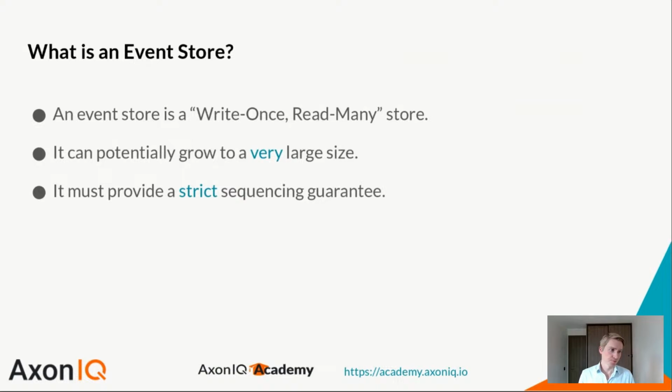Now, next to that, you can imagine if you have 2 different events, if you handle one before the other or vice versa, it can have very different end results. So whenever we store events, we need the event store to provide very strict sequencing guarantees. If not, we can have all kinds of inconsistencies later down the line. It's just a recipe for disaster, really.